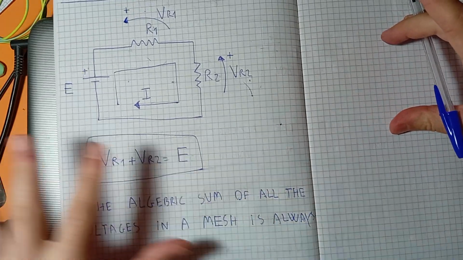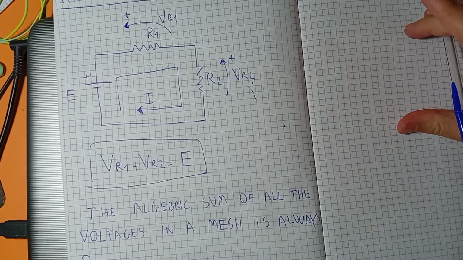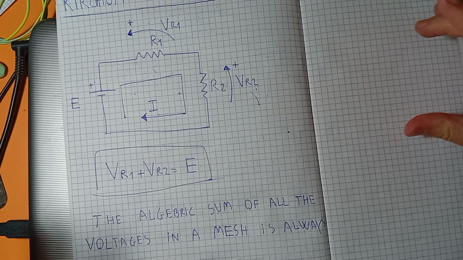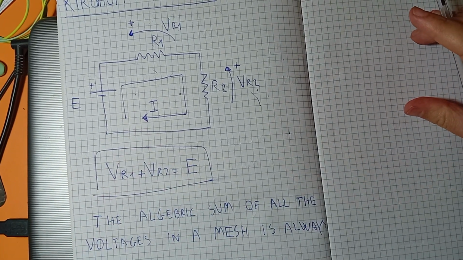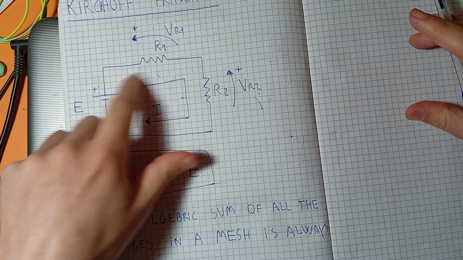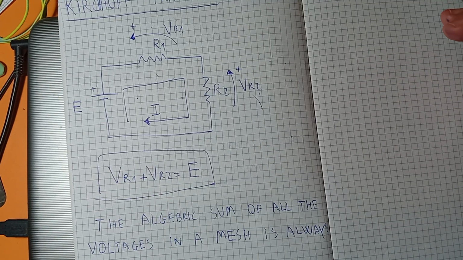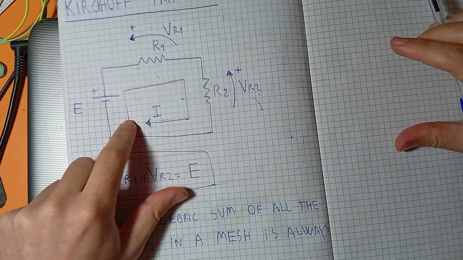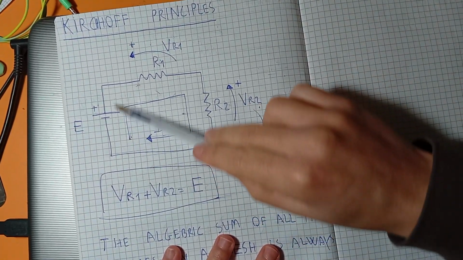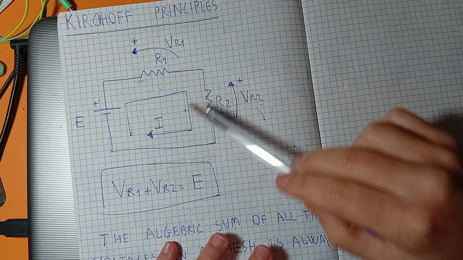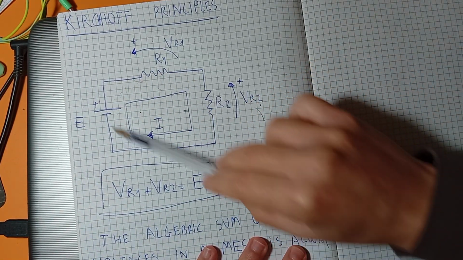So now let's go back to the picture and let's learn how to write the Kirchhoff equation, okay? To write the Kirchhoff equation, you have to look at the current direction. Looking at the current direction is fundamental to write the Kirchhoff equation. So, what is the current direction? The current flows in this direction.